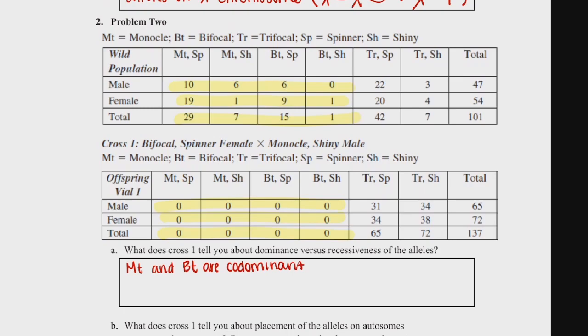And because we're seeing even proportions of TR in males and females to the total, we can say that TR is heterozygote because it's showing up evenly. The one that we haven't talked about that I've been hesitant to thus far is discussing these SP versus SH genes. In this first cross, it is difficult to tell whether it's dominant or recessive, because unfortunately they do show up in even numbers when they do show up, so we can say that there is not enough information for SP and SH.